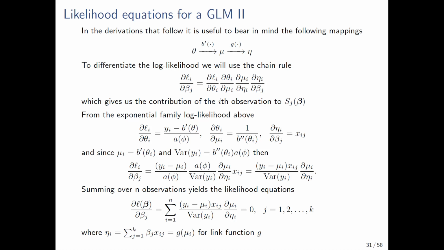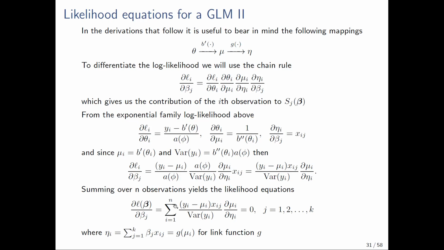Now, using the facts that mu_i equals b prime of theta_i and the variance of y_i equals b double prime of theta_i times a of phi, we multiply the pieces together. The a of phi terms cancel, and we get the neat expression shown, y_i minus mu_i times x_ij over the variance of y_i times d mu_i by d eta_i. So that is this expression here.